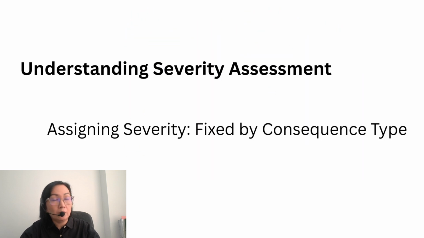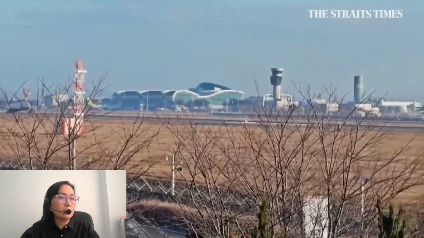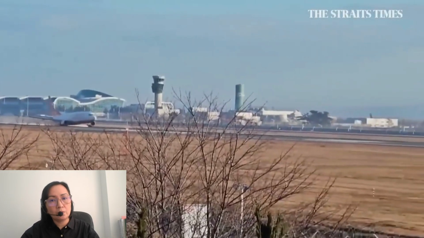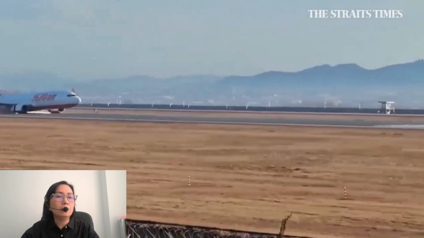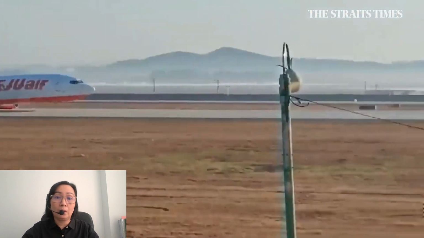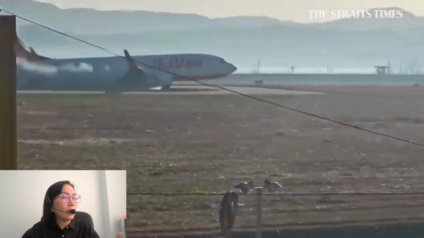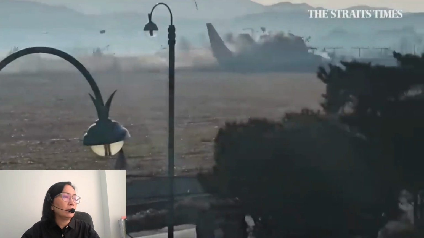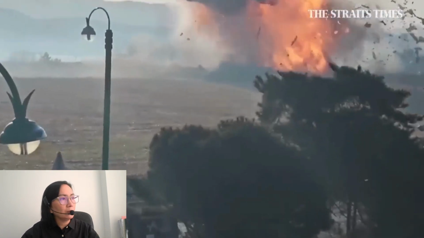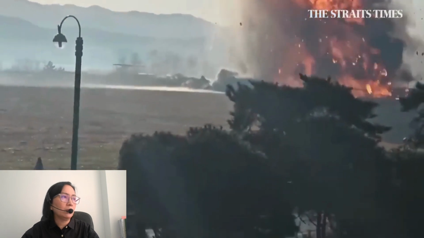Lastly, we need to understand the severity assessment, how to assign the severity fixed by consequence type. Assigning a severity level is primarily a straightforward judgment based on the nature of the projected consequence, especially when dealing with high-impact events such as aircraft accidents. For example, in the case of an aircraft crash with loss of control during takeoff or landing, the severity is typically classified as catastrophic, level A, due to multiple deaths and aircraft destruction, regardless of any minor contextual variations.